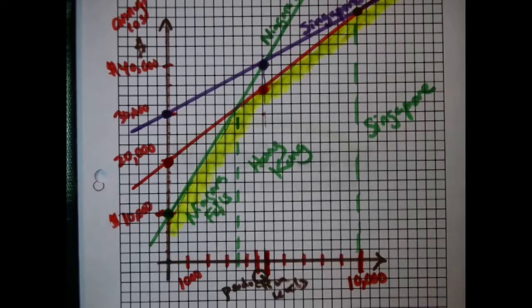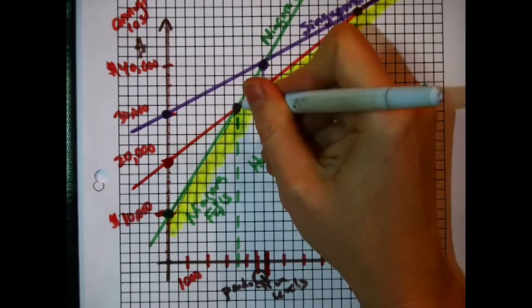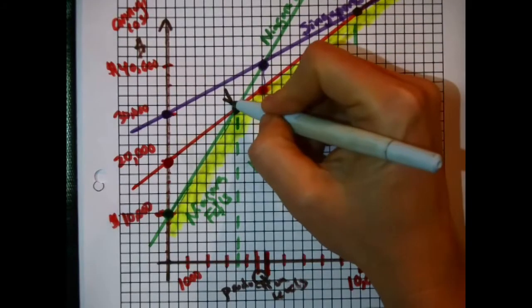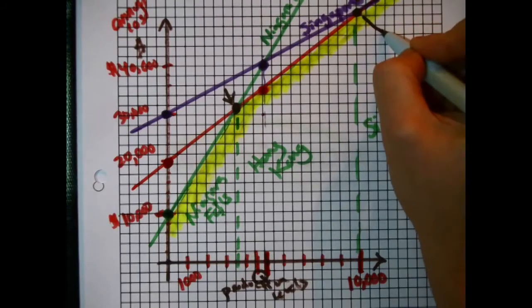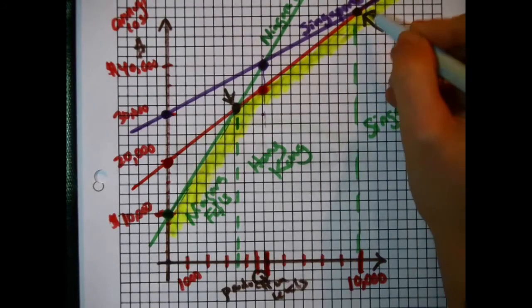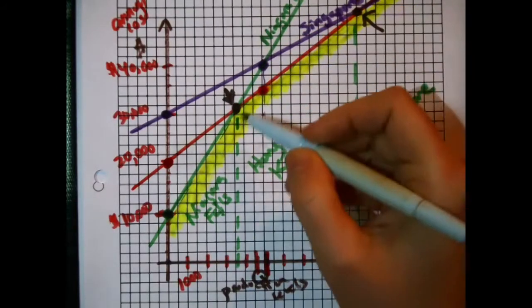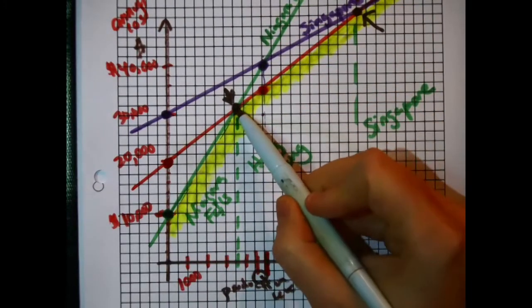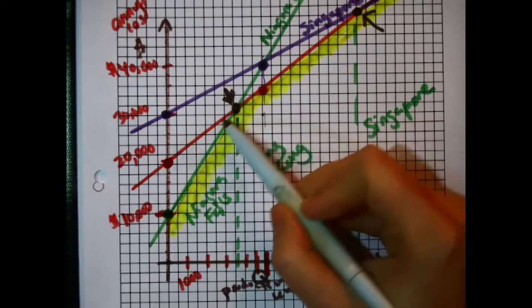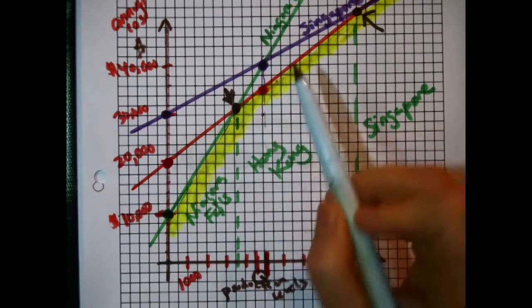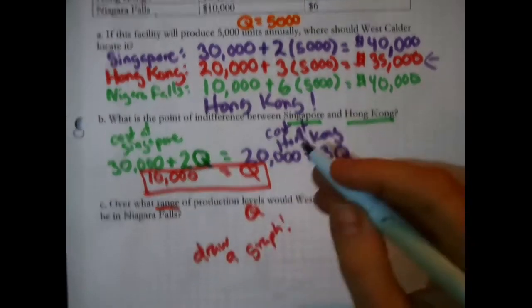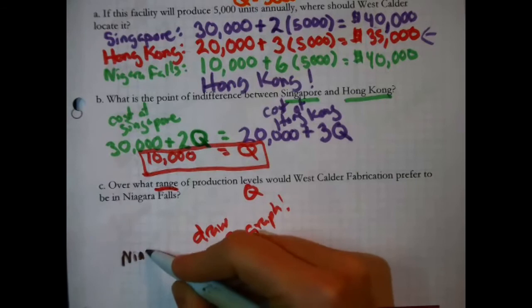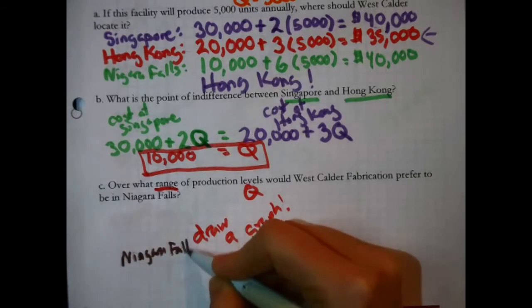Now how am I going to find this point? That's another point of indifference. Just as this right here, remember I was remarking? That right there is the point of indifference between Singapore and Hong Kong. This is a point of indifference, and it's a key to answering our question. Now wait a minute, it's the point of indifference between Niagara Falls and who? Niagara Falls and Hong Kong. So the key to the best answer to this question is to find the point of indifference between Niagara Falls and Hong Kong.